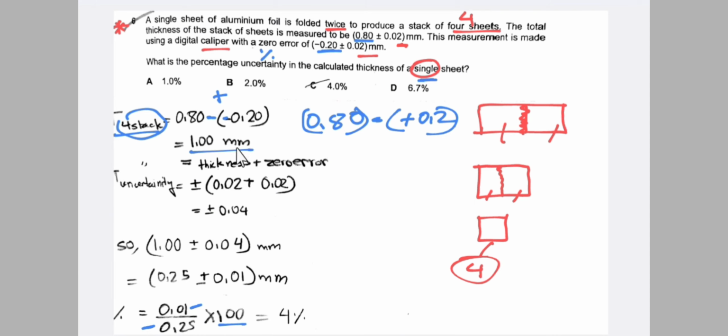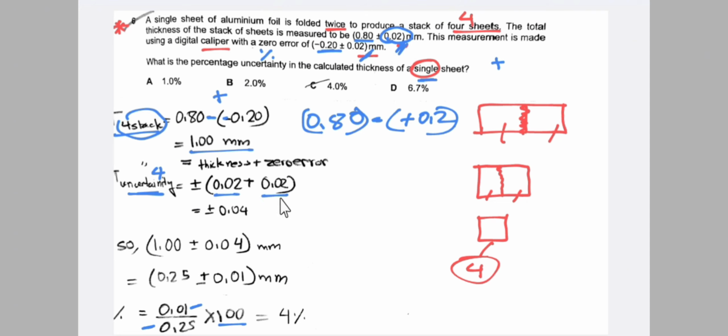So we get the thickness for the 4 sheet as this value, then the uncertainty for the 4 sheet. So this is the uncertainty for the 4 stack without the zero error. This is the uncertainty, and we know that whenever we need to multiply, add or divide something, we need to just add the uncertainty. So the uncertainty in the true value plus uncertainty in the zero error.